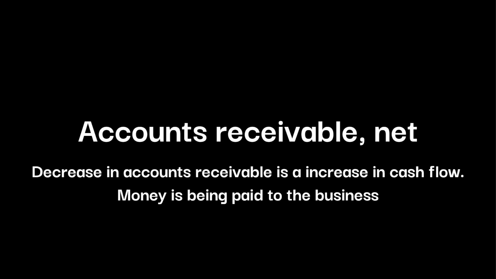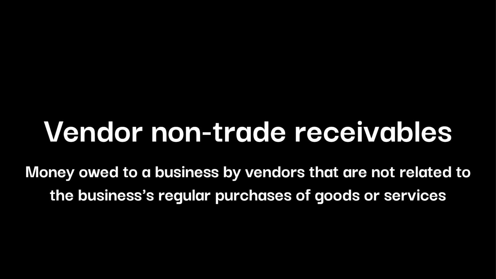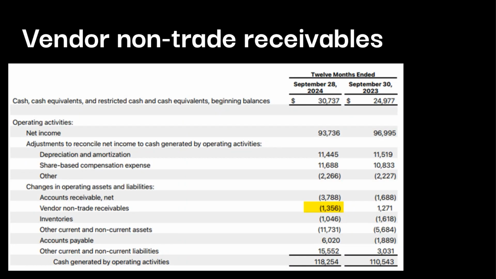So a decrease in accounts receivable is an increase in cash flow, right? Money is being paid back to the business. And just to show you over here, negative 3,788 and negative 3,788. Next, vendor non-trade receivables. This is money owed to a business by vendors that are not related to the business's regular purchase of goods or services, right?